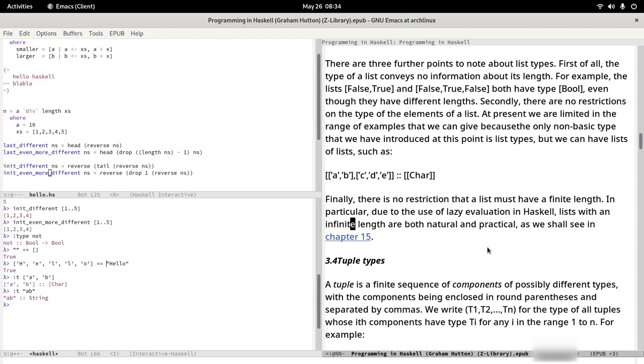Tuple types. A tuple is a finite sequence of components of possibly different types, with the components being enclosed in round parentheses and separated by commas. We write (T1, T2, up to Tn) for the type of all tuples whose ith component has type Ti.